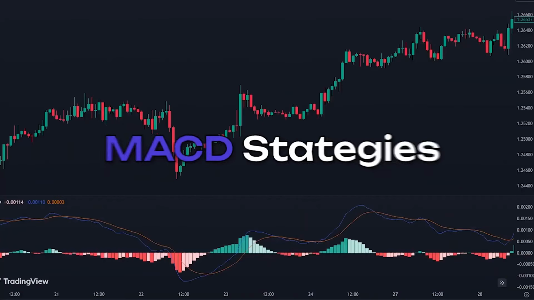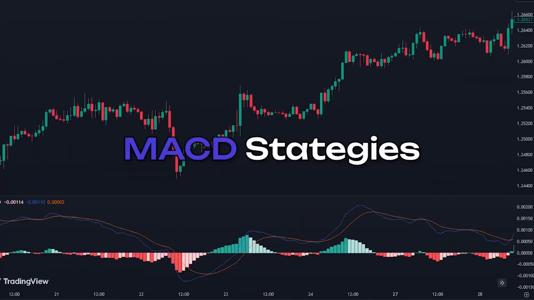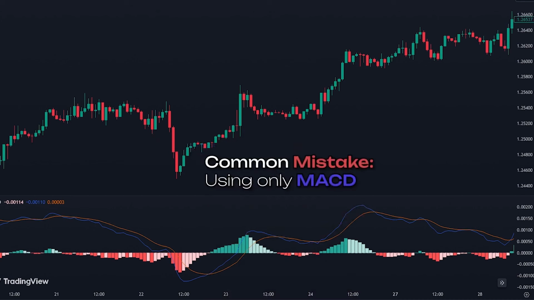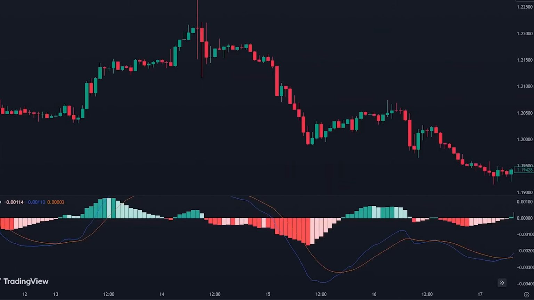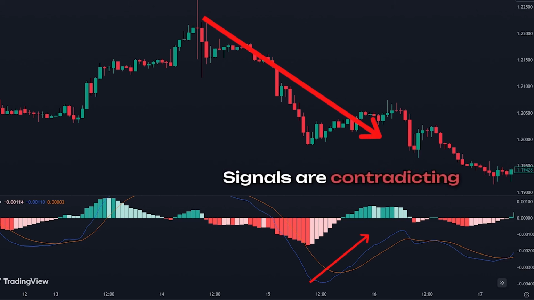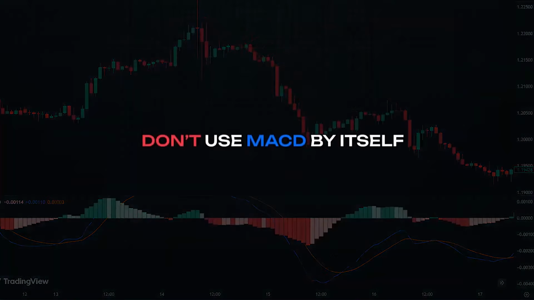Now let's talk about various strategies that you can use with the MACD indicator. Initially, a common mistake among traders is relying solely on the indicator. Let me show you why using the MACD alone is not a good idea. Here we can see the overall market in a downtrend. Nonetheless, the MACD shows an upward crossover. Just look at those conflicting signals. The MACD suggests that it's a bullish momentum, yet the market is in a downtrend. This underscores the reason why relying solely on the MACD is not advisable.